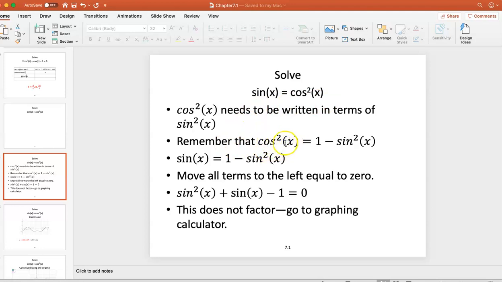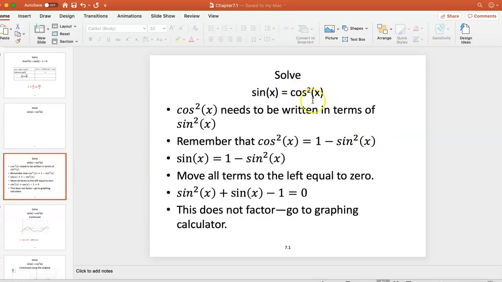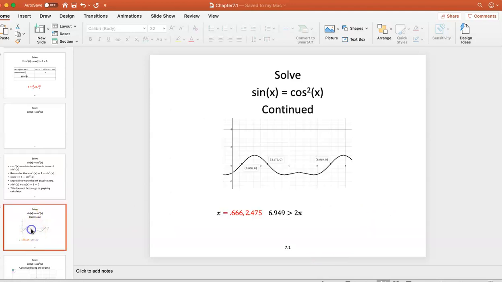Remember that cosine squared x is 1 minus sine squared. So we simply replace this cosine squared with 1 minus sine squared. So this is your new equation. We take this sine squared, we move it over, and this is what we've got. Well, this doesn't factor, so we're not going to go through the quadratic formula or anything like that with that. We're going to go to our calculator now.